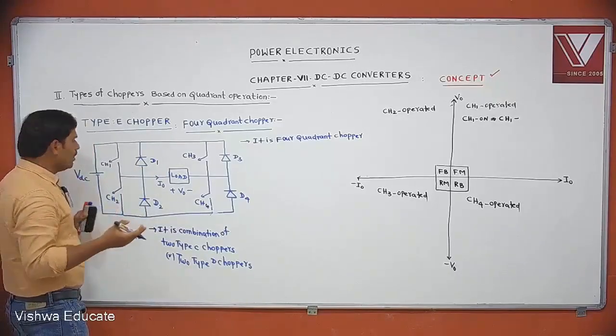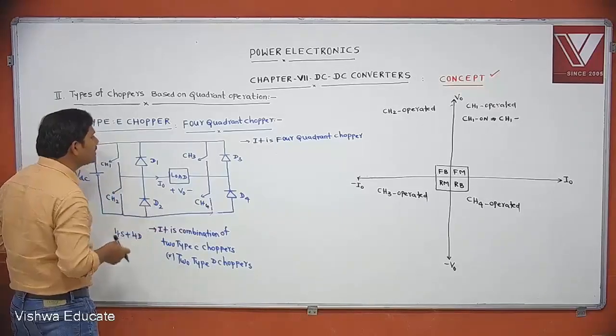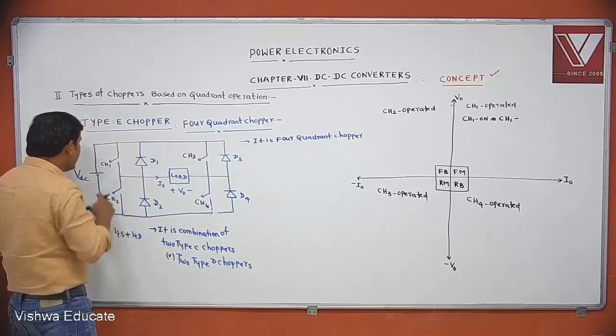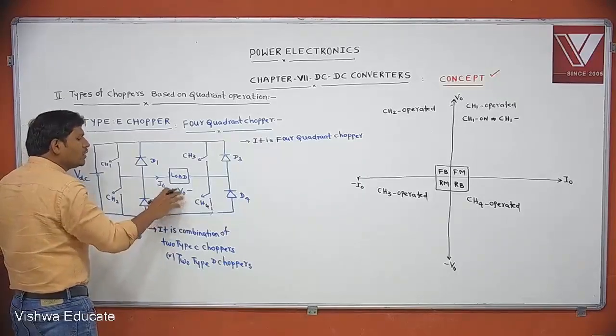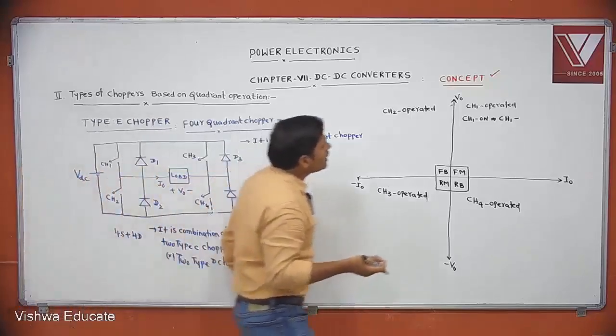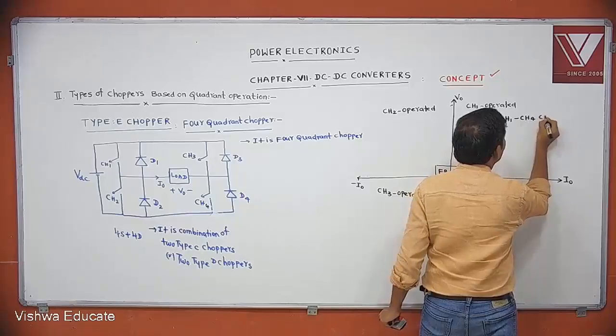Positive means, during the operation of the chopper circuit, if the current is in the same direction as assumed, I naught is positive. If the applied voltage is positive or 0, then we can take V naught as positive. Okay. If CH1 is on, along with it CH4 must conduct. CH1 and CH4 conduct.